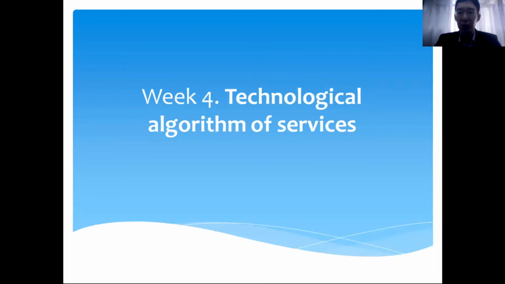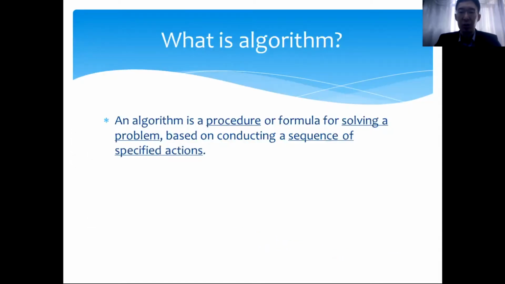And now we are going to start a new lecture, week 4, technological algorithm of service. So basically, what is an algorithm? Algorithm is a term which is used mostly in the field of IT, technologies, etc. But it also can be applied in services. The definition of algorithm is a procedure or formula for solving a problem based on conducting a sequence of specific actions.